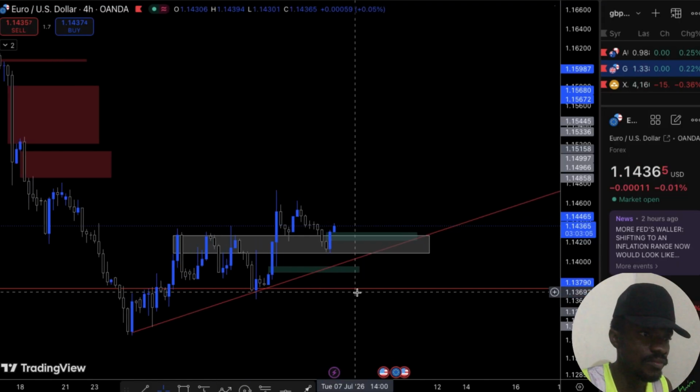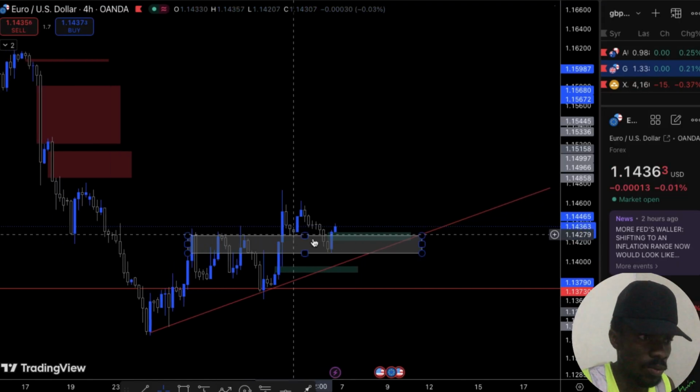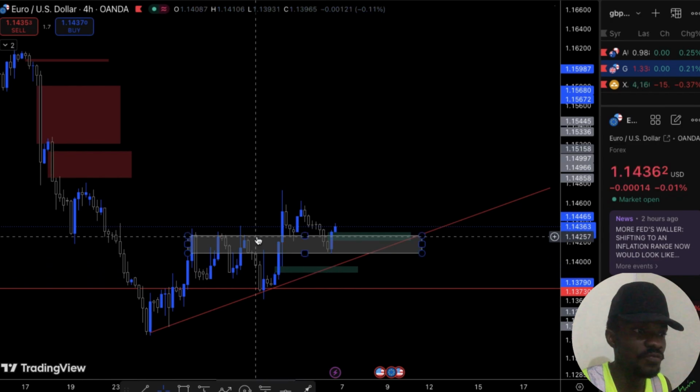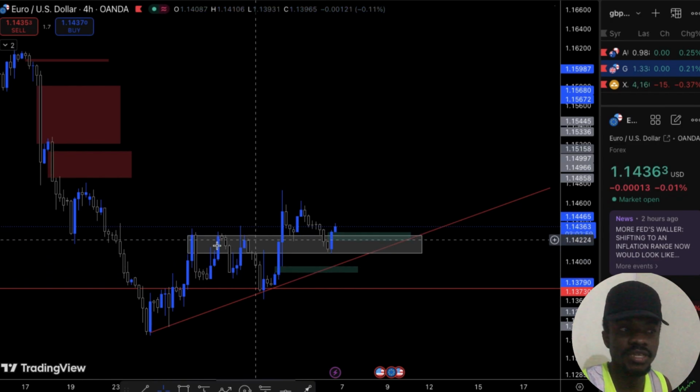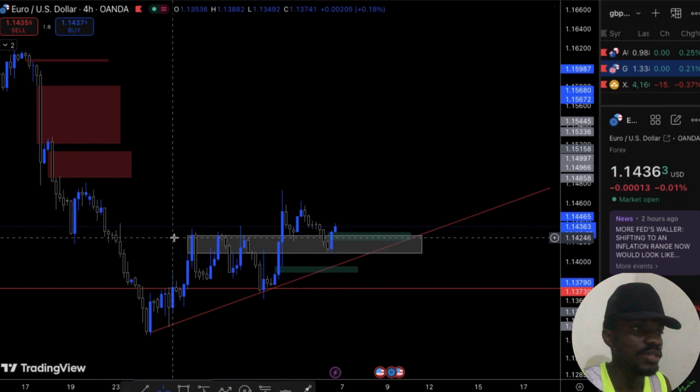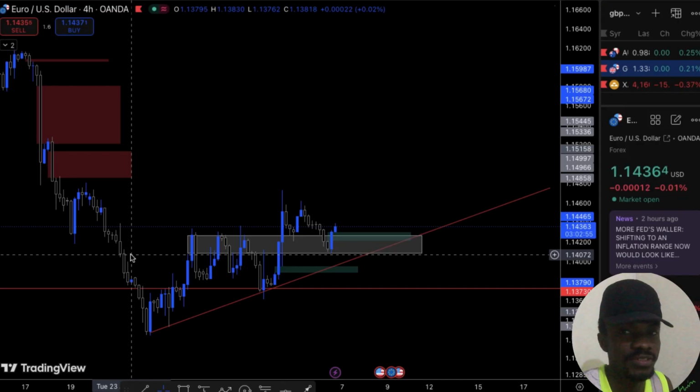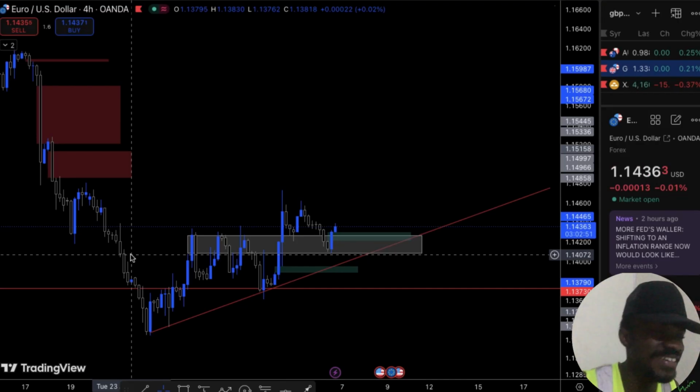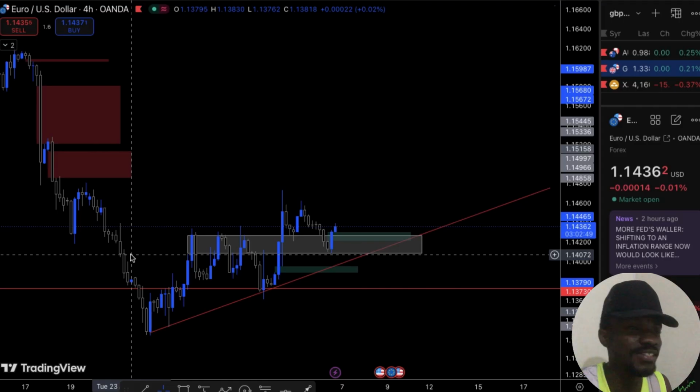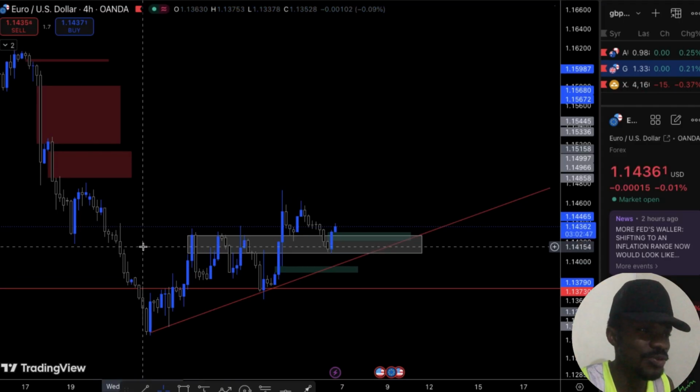Now what I want you to understand is that before the trend change, there is a market structure shift. Okay, there is a market structure shift, or a change of character, anyhow you want to call it. So once you find your change of character, you are waiting for the market to tap into a fair value gap before you enter the trade.